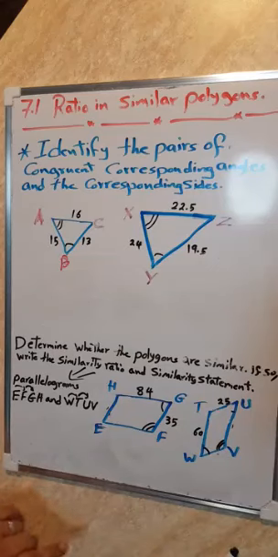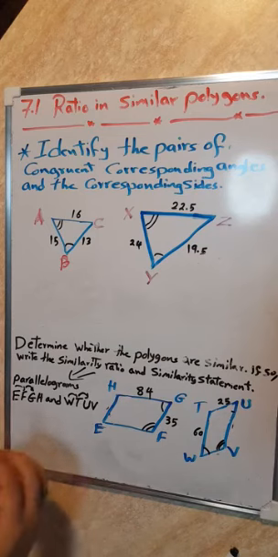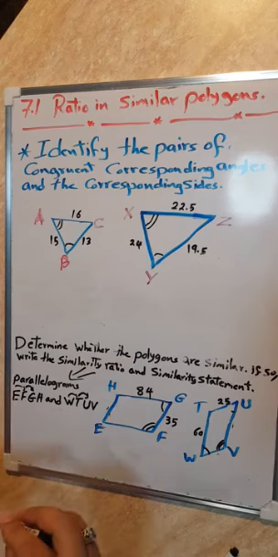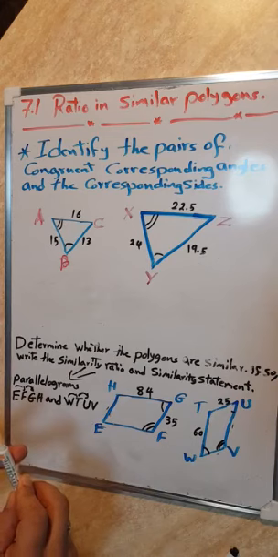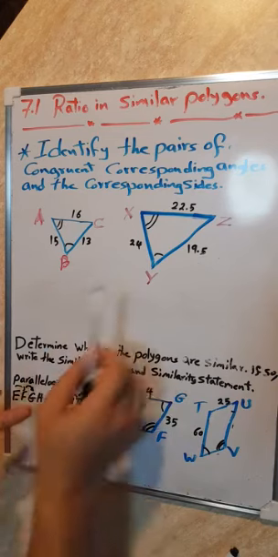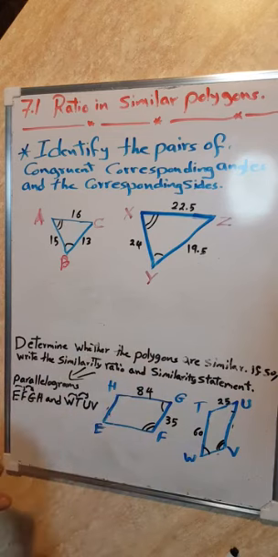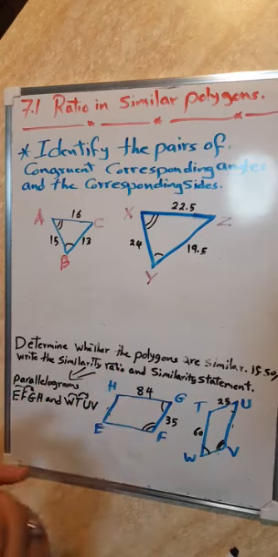Hello everyone. Now we'll talk about ratio in similar polygons. We know that to prove that two polygons are similar, you need two conditions. Corresponding angles are supposed to be congruent, and corresponding sides are supposed to be proportional. But in the case of triangles, we can say that two triangles are similar by just one of these two conditions, the angles or the proportional sides.